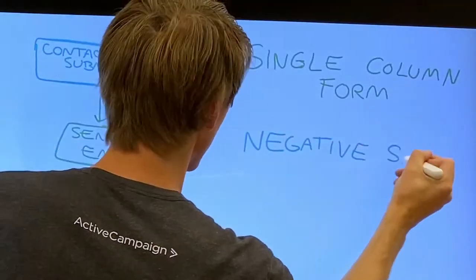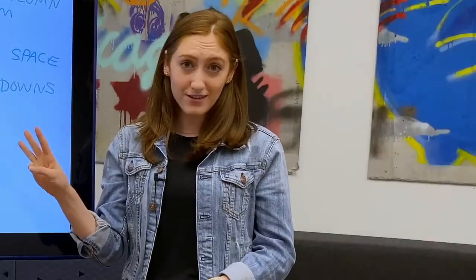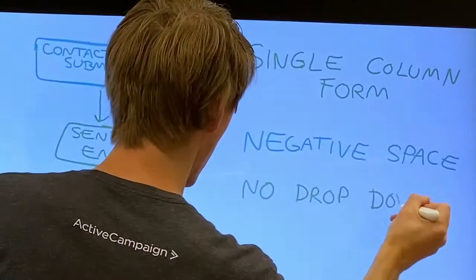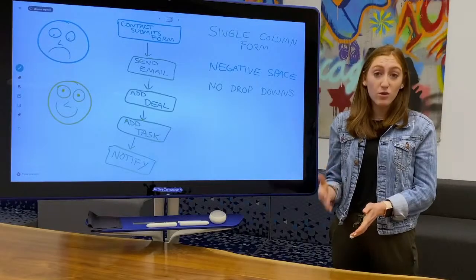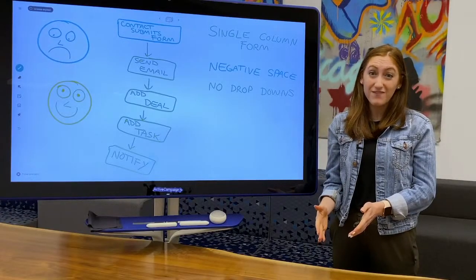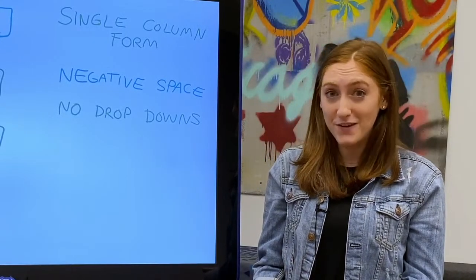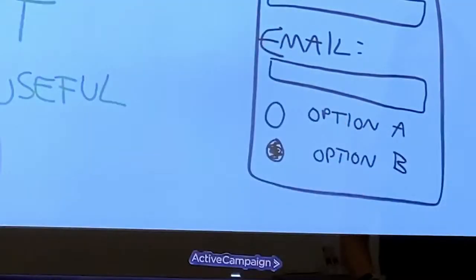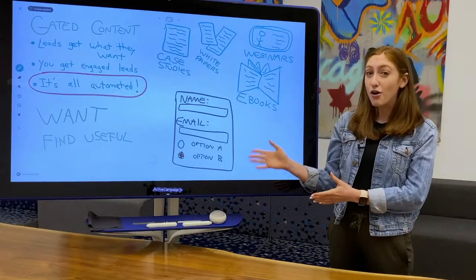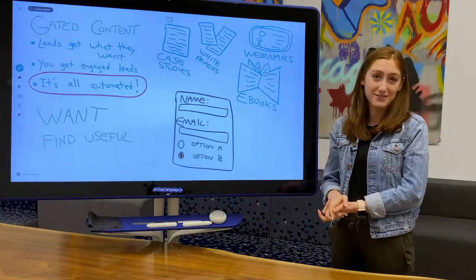Second, use negative space around your form. This makes your form easier to read, which in turn helps your visitor fill it out more quickly. Third, ditch the drop-downs. Questions on a form that use drop-down options slow people down. People are more likely to leave without submitting your form if things are taking too long. Instead of drop-downs, use radio buttons to keep your visitors moving along. Radio buttons allow your visitor to choose one option, just like a drop-down, but they can see all the options at once, so they don't have to spend extra time clicking through a drop-down.